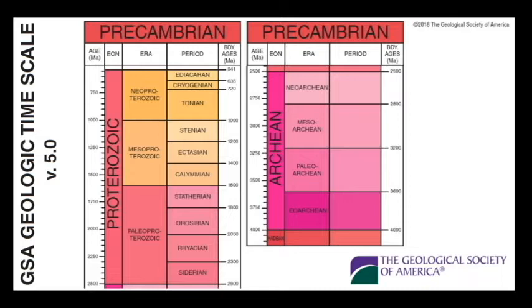They are named here, but for simplicity, I am not going to talk about them because I don't even have them memorized like that. I am going to refer to the Siderian as the early. I am going to refer to the Rhaetian as the early middle. I'm going to refer to the Orosirian as the middle late, and the Statherian, sorry if I mispronounced those, as the late. And as you can see, in the Mesoproterozoic we only have 3. So I will be calling the Calymmian the early, the Ectasian the middle, and the Stenian the late.